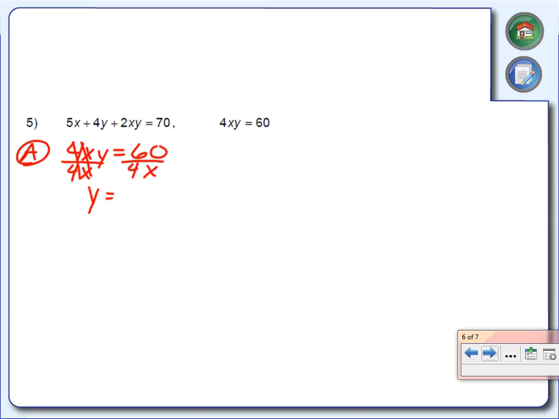So all I need to know is what is 60 divided by 4x. Well, what's 60 divided by 4? Let's start there. 15. And we still have an x in my denominator, so I'm going to leave that x there. So y is going to equal 15 over x. There's your first step. We got y by itself.